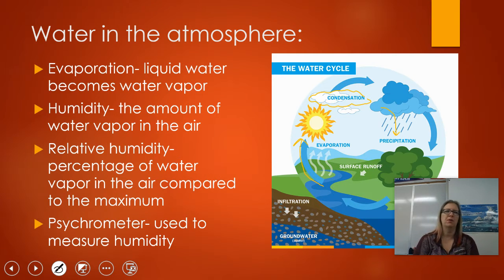And then finally, we've got another instrument to talk about. We talked about an anemometer last lecture. You know, a thermometer measures temperature. Well, a psychrometer is used to measure the humidity in the air, okay?